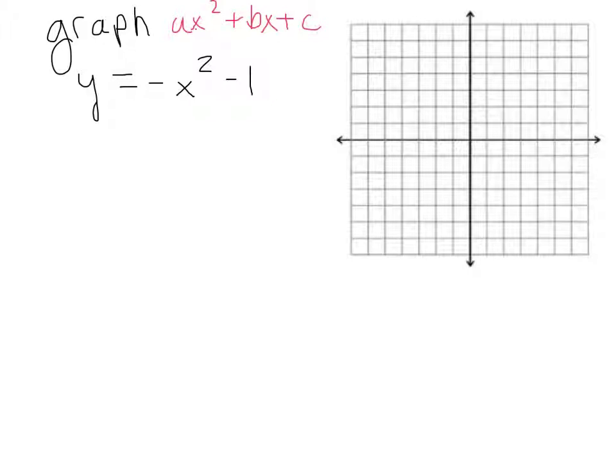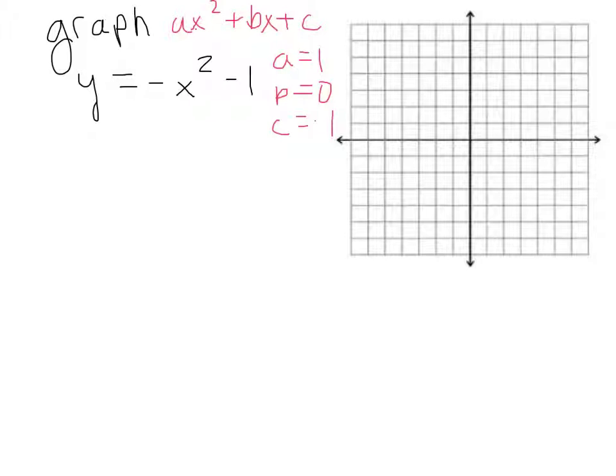So our a value is always in front of x squared, our b value is always in front of x, and our c value is always a number not attached to a variable. You'll notice that we didn't really have a b value attached to an x. There is no x value. So we actually have our a value is -1. Since there's no x without an exponent, our b value is 0, and our c value is -1.